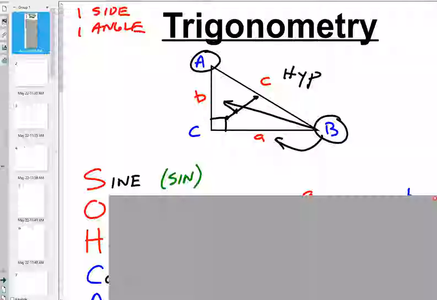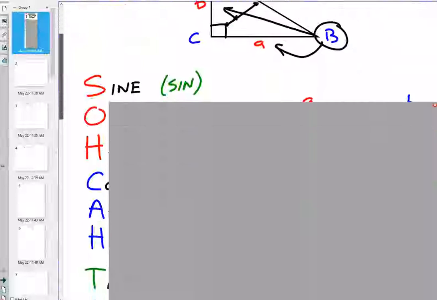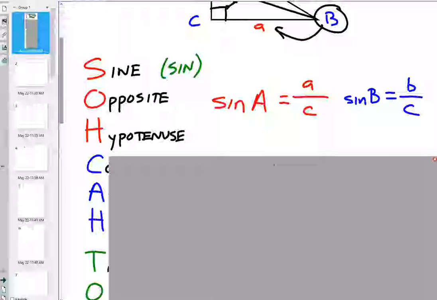For a special right triangle, we use the different words like leg, short leg, long leg. Anyway, so sine is going to be the opposite over the hypotenuse. Yes?